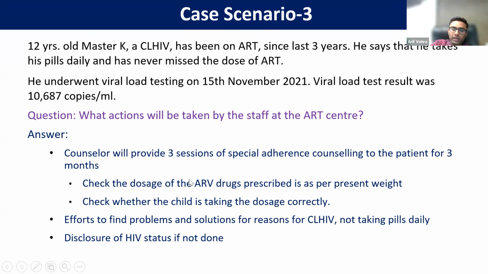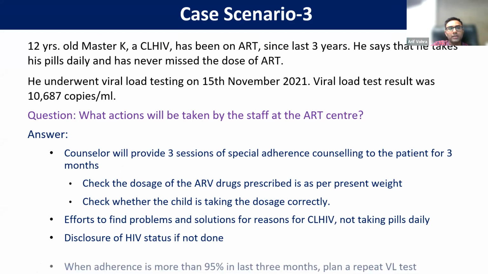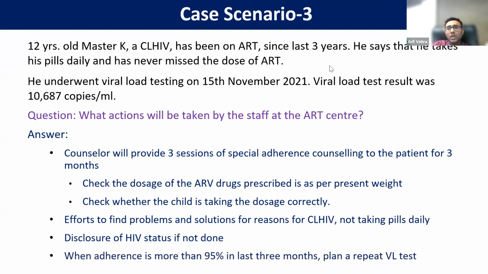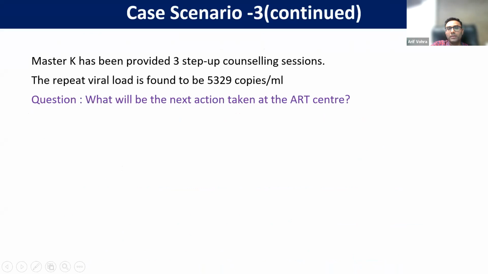And here you may disclose the status of the child to the child. Generally after 10 years of age, we usually disclose the status to the child. So here we can also disclose to the child about their status if it has not been disclosed previously. And we need to provide adherence counseling, and we want at least 95% adherence.